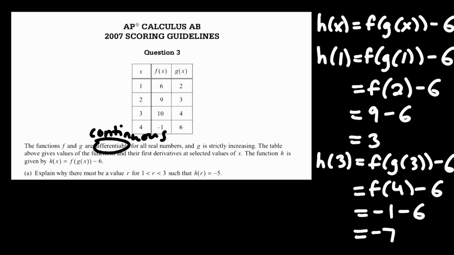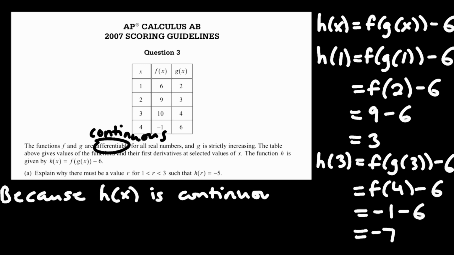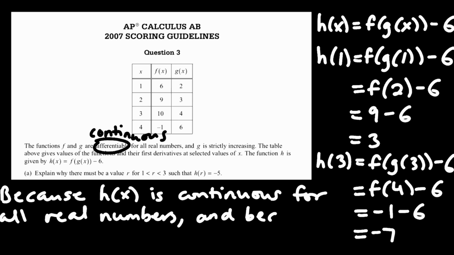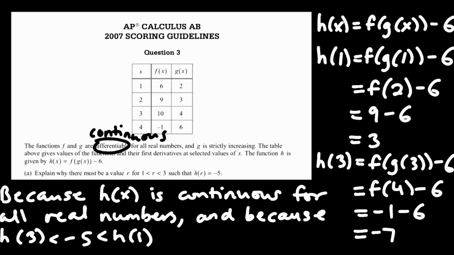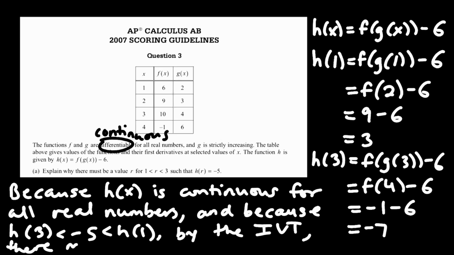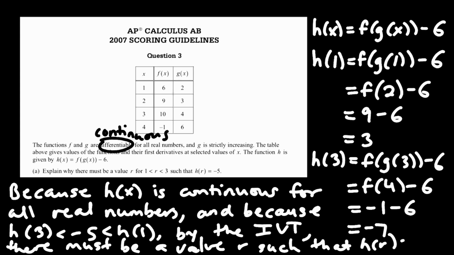So we can now state the conditions of the IVT and its conclusion to answer this question. So we're going to start off by saying because h of x is continuous for all real numbers, which was provided to us in the problem, and because we need to state the inequality now, which is that h of 3 is less than -5 is less than h of 1. By the intermediate value theorem, which I'm going to abbreviate to IVT, there must be a value r such that h of r equals -5.